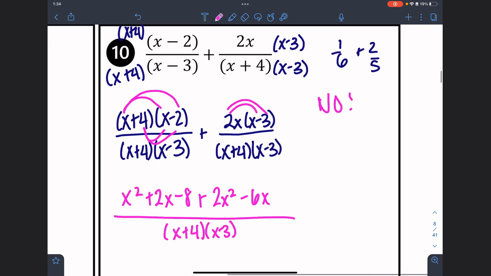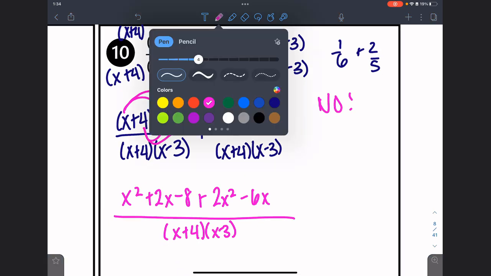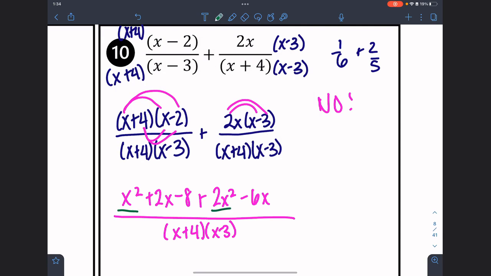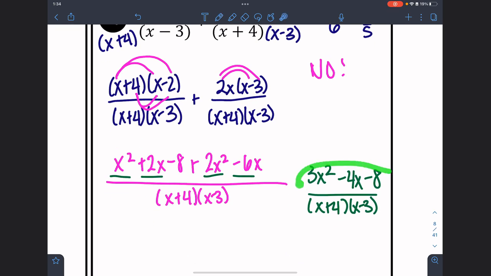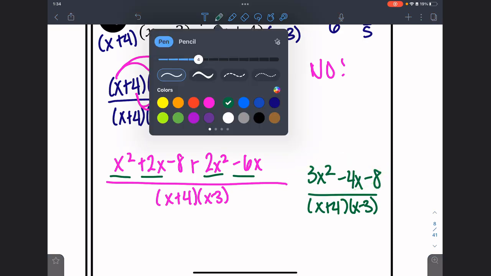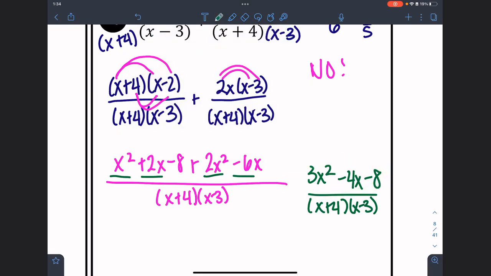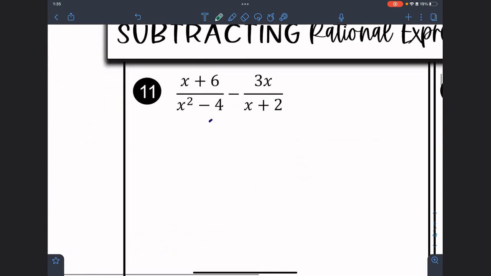Okay? So now I've distributed. Now I can combine like terms. X squared, 2x squared gives me 3x squared. 2x minus 6x gives me negative 4x. Minus 8 all over x plus 4, x minus 3. So you want to then, at this point, check, can you factor this? And I'm going to go fast here. No, you cannot factor this, so this is your answer. That is a possibility on the homework as well. You may have a trinomial that you cannot factor, and then you are done.